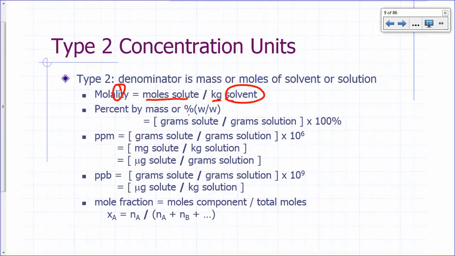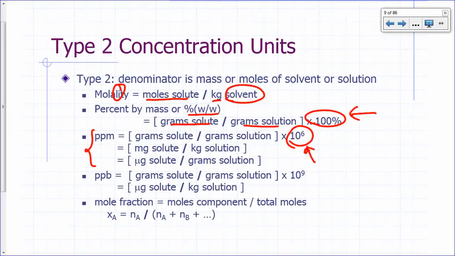Percent by mass, or percent by weight, is defined as gram solid over gram solution. So the mass of solid is a percentage of the total mass of the solution. So you can multiply that by 100%. Parts per million is basically the same thing, similar to percent by mass, except that it is multiplied by 10 to the 6th. Okay, so it's a fraction, the mass of the solid as a fraction of the total mass of the solution expressed as parts per million. Okay, 10 to the 6 is 1 million.